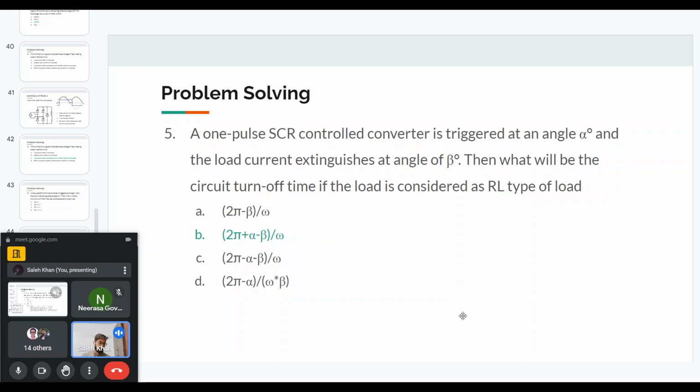So this was the fifth problem. Before continuing, we can have a short break right now. Then we can continue at 7:10 p.m. So for 5 minutes, we'll have a break.